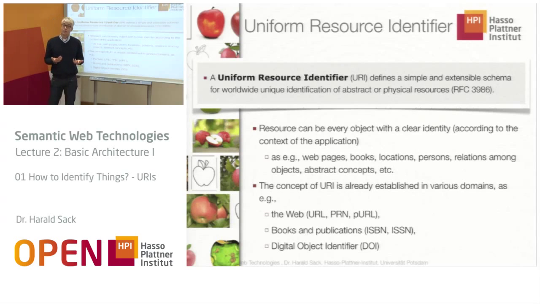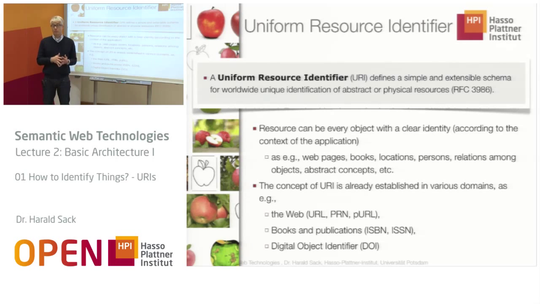Generally, in the web, a uniform resource identifier defines a simple and extensible schema for a worldwide unique identification of abstract or physical resources. This is laid down in the Request for Comments number 3986 and can be read there. What you can identify with a URI is a resource of any kind, for example web pages, but also books, locations, persons, relations among objects, abstract concepts, and the like.